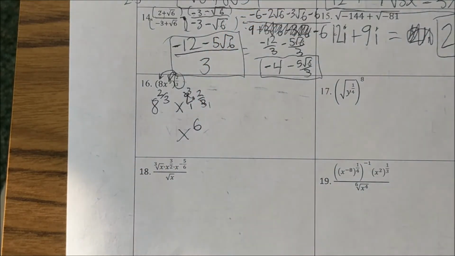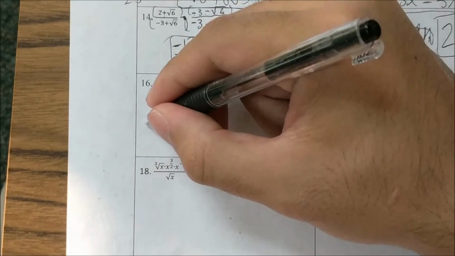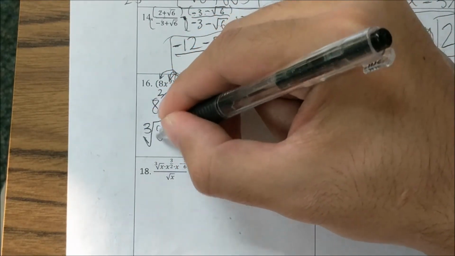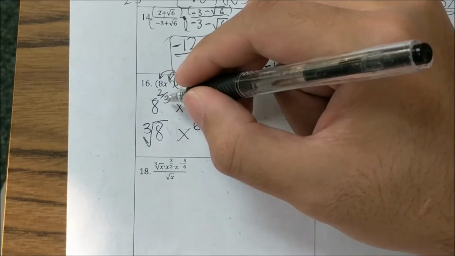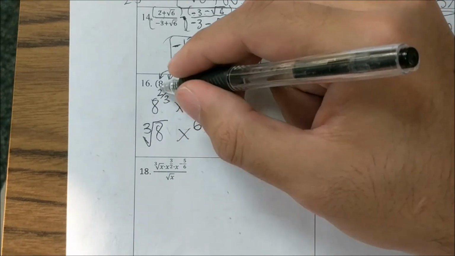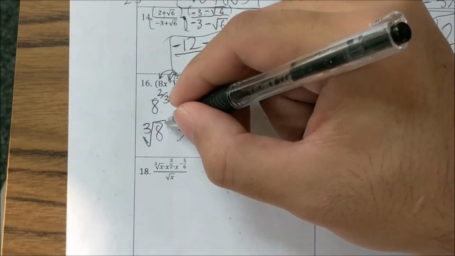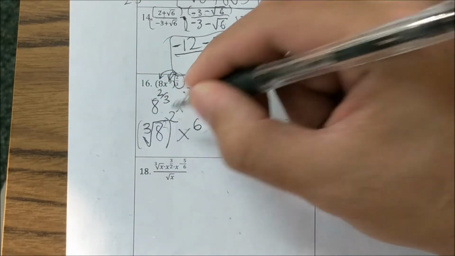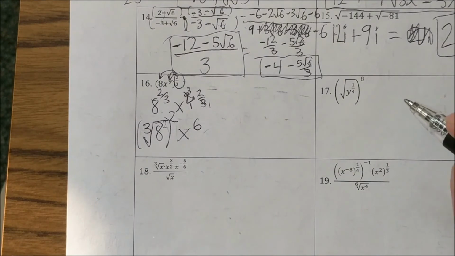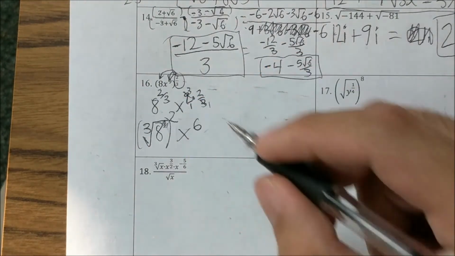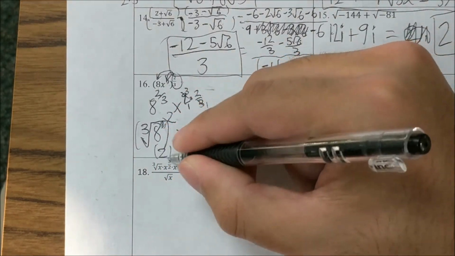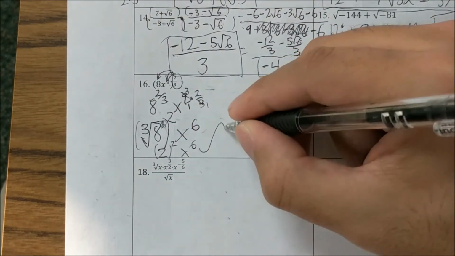Okay, now 8 to the 2/3 power, I'll rewrite this as a radical. So remember, the denominator is the index, and the numerator is still the exponent. So you could put the 2 inside. I'll choose to put it outside instead. So the reason I do that is because cube root of 8 is 2, and then 2 squared is 4.